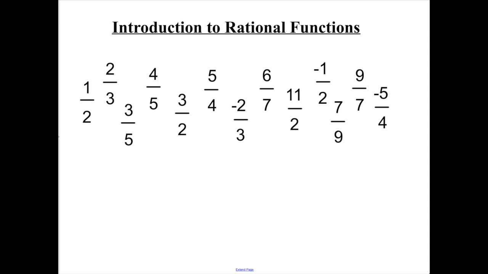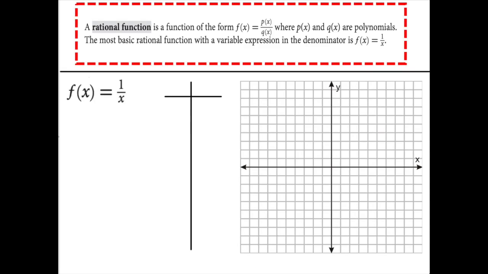Just like you can have ratios of integers, you can have ratios of polynomials. And when you define a function by taking a polynomial and dividing by another, that gives you what's called a rational function, because instead of a ratio of numbers, you have a ratio of polynomials. Now, the most basic rational function, sometimes called the parent function, with a variable expression in the denominator, is f of x equals 1 over x.